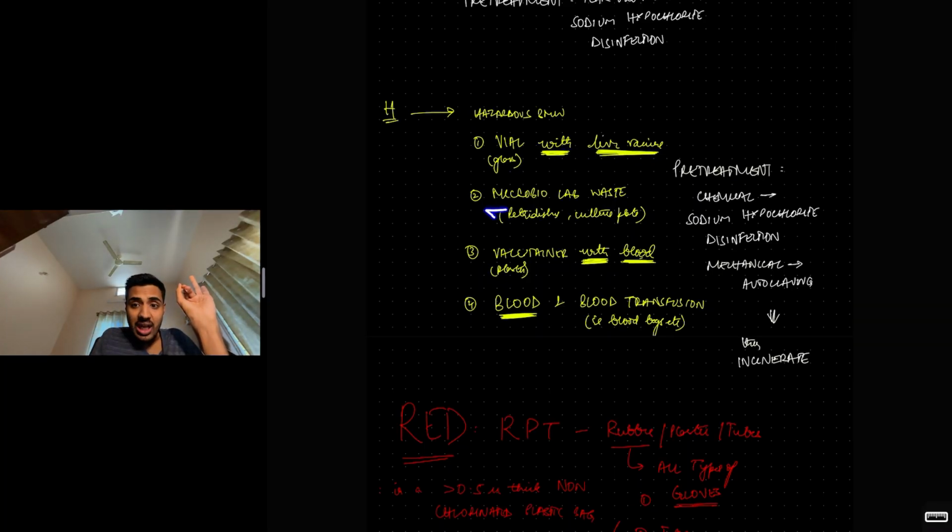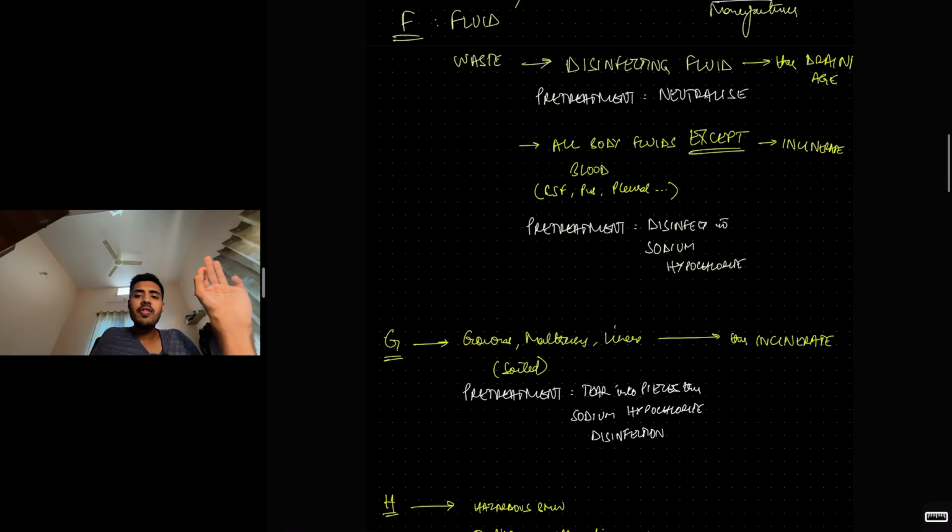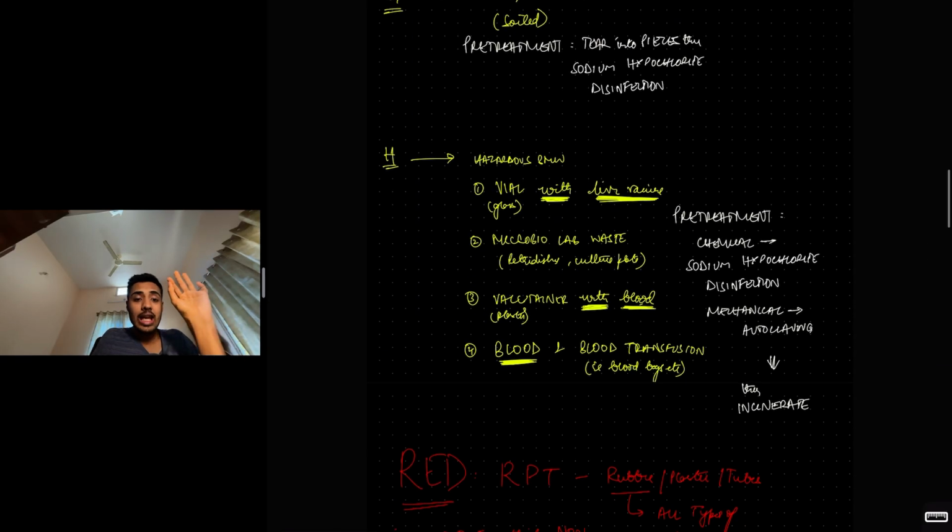Microbiological lab waste, like the petri dishes, the culture plates, they can be infected. Vacutainers with blood, important, not empty vacutainers. Vacutainers with blood and everything to do with blood. See, yellow F is all body fluids except for blood. Yellow H includes blood and blood transfusion equipment. That is, whatever equipment I used for a blood transfusion, and the blood bag I transfused from, that is also blood transfusion equipment. All this comes under yellow H.